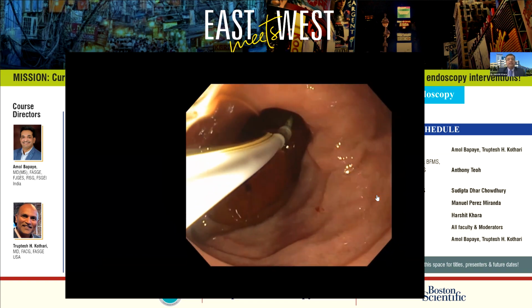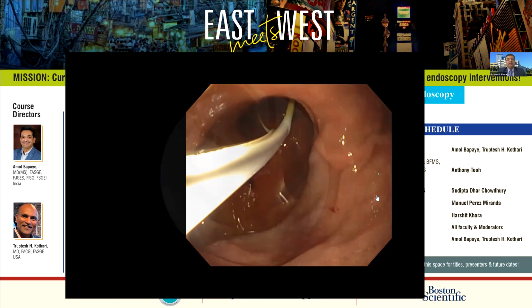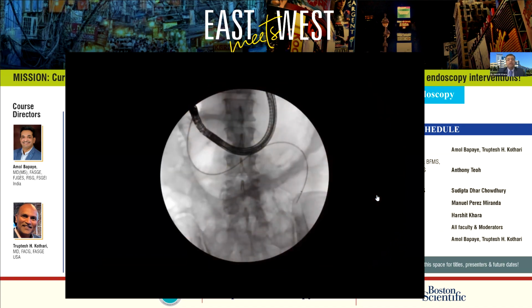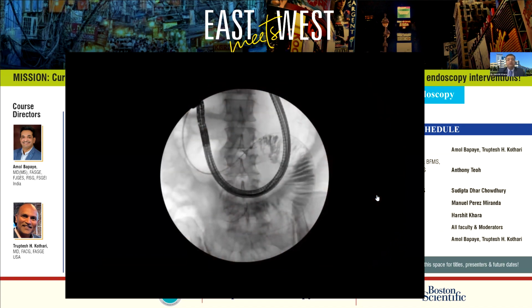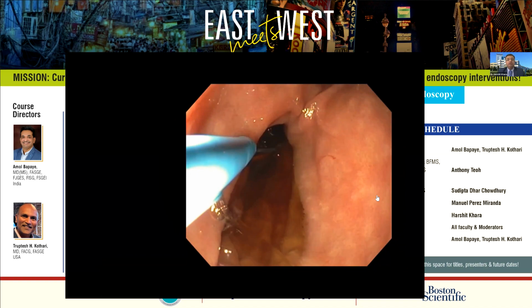And once I do that, I pass a biliary balloon catheter over the wire to get the anatomy and the length of the stricture. So here you can see the balloon is passed beyond the ligament of Treitz, and an enterogram is obtained to figure out where the exact obstruction is and the length of the obstruction.